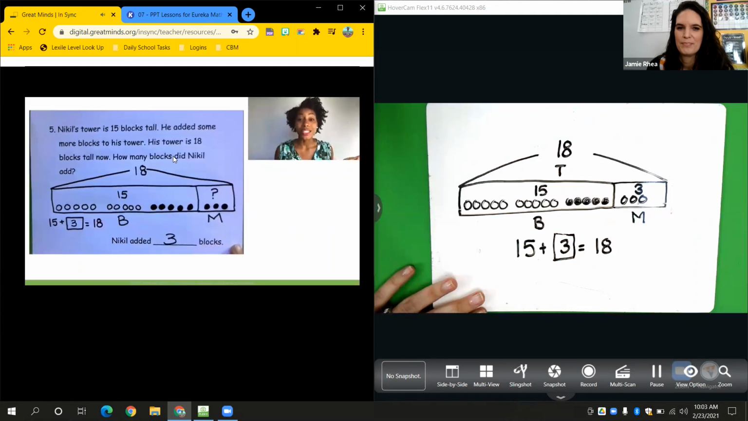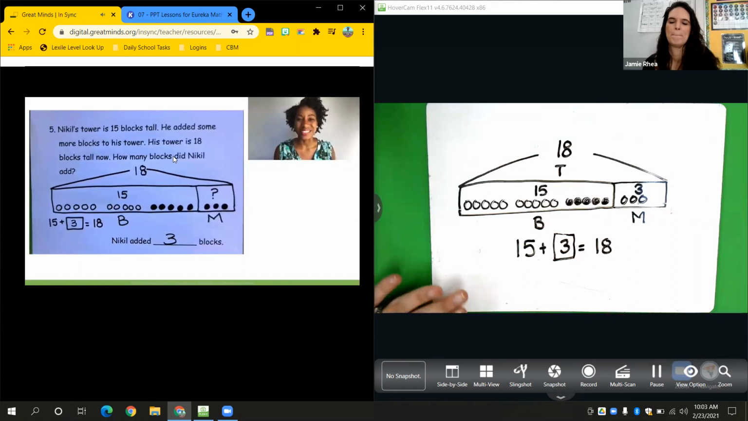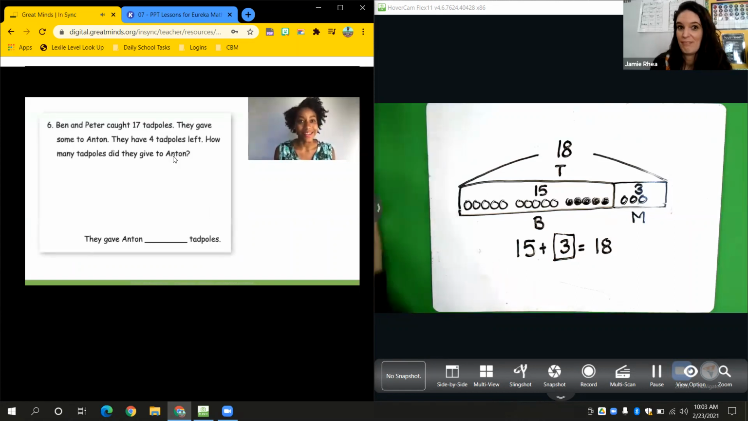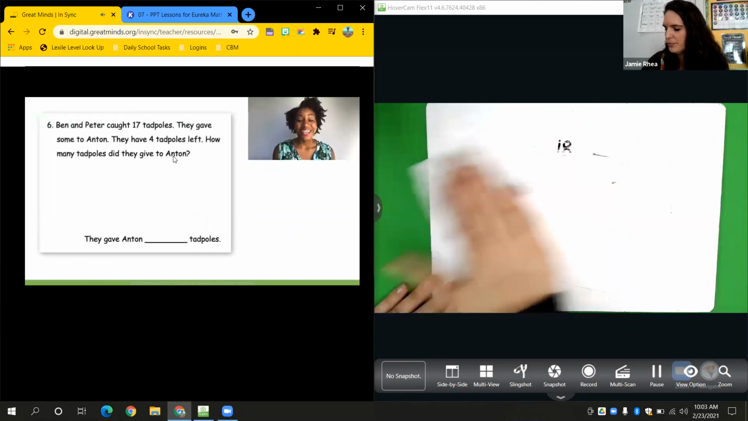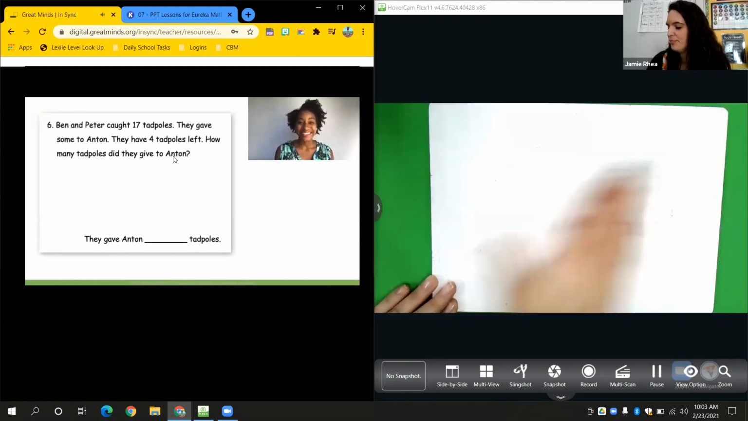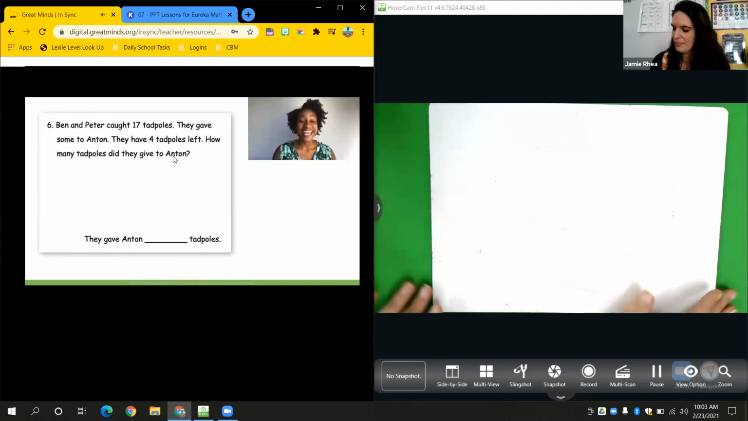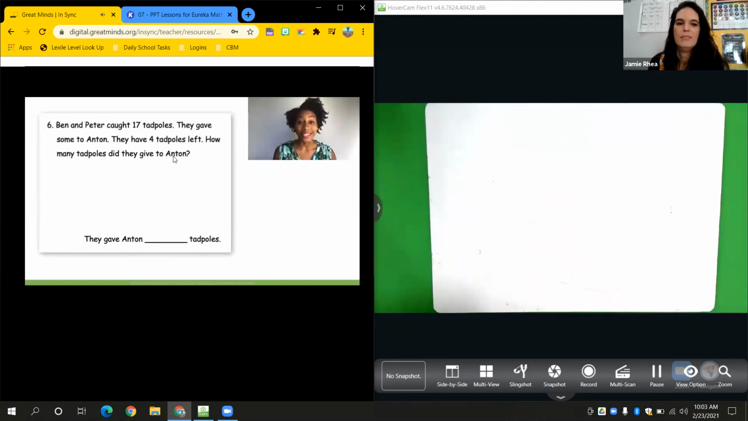We thought about parts and wholes this time when we were drawing our tape diagram. Awesome job. I think you're ready to do one last one all on your own. Come with me to number 6. Listen as I read number 6 aloud. Ben and Peter caught 17 tadpoles. They gave some to Anton. They have 4 tadpoles left. How many tadpoles did they give to Anton?